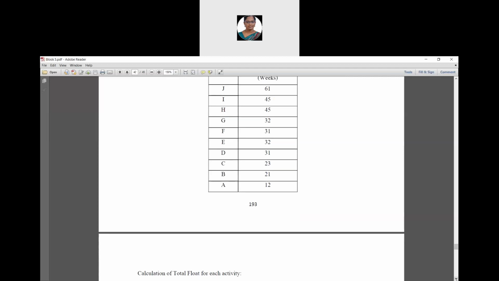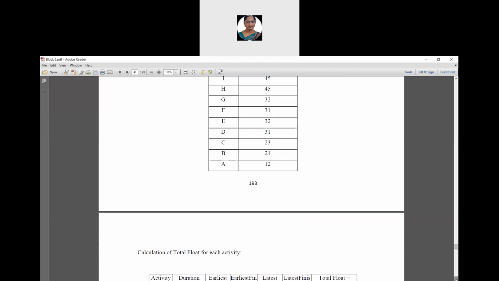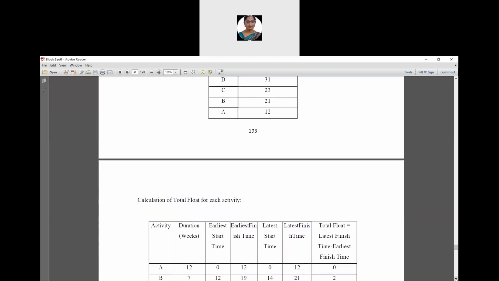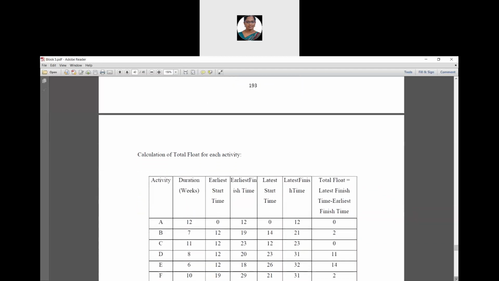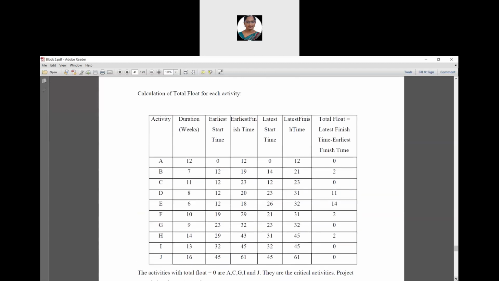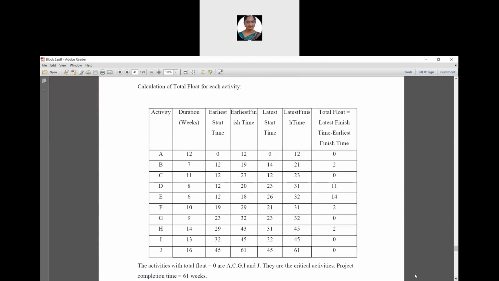Okay, so calculations of total float for each activity. First column denotes the activity column, second column denotes the duration in weeks column, third column denotes the earliest start time, fourth column denotes the earliest finish time, next columns denote the latest start time and latest finish time. The last column denotes the total float column. These values are there in the previous tables. And see here the last table.